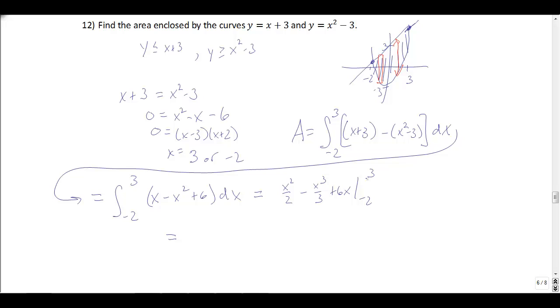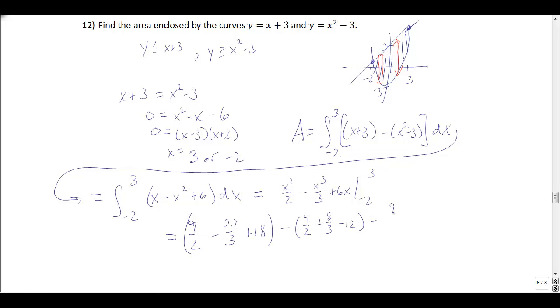And so when I evaluate that, I plug in 3 and it gives me 9 halves. Let's write that more cleanly. Minus, plug in 3, I'll get 27 thirds. That's really 9. Plus 18. Minus, when you plug in negative 2, negative 2 squared is 4 over 2. Negative 2 cubed is negative 8. So I'll get a plus 8 thirds minus 12.